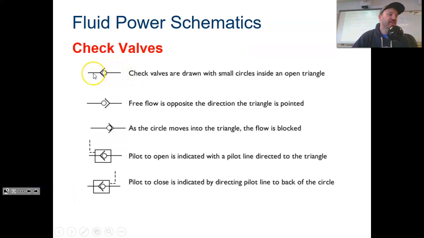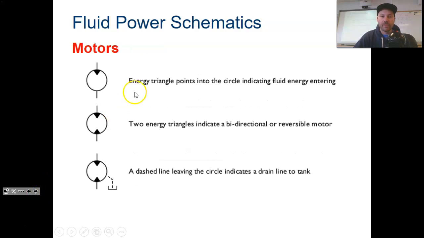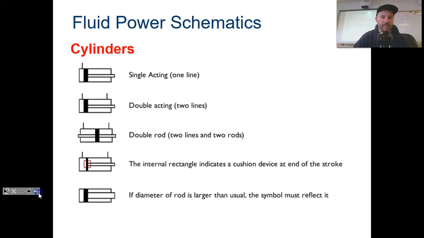Check valves only let fluid flow in one direction. So if you only want something to go one way, you have the arrow. It says that the fluid can go from left to right over here. Motors, two arrows mean you can turn them forward or backwards. Here's a drain to a reservoir, so you can see how these things are hooked together, with our dashed line meaning a drain line, and then this is the reservoir.